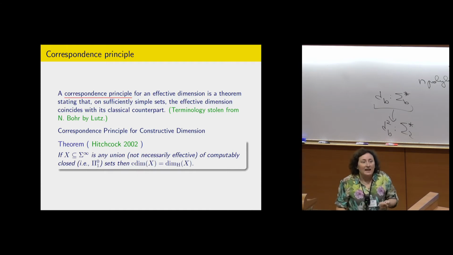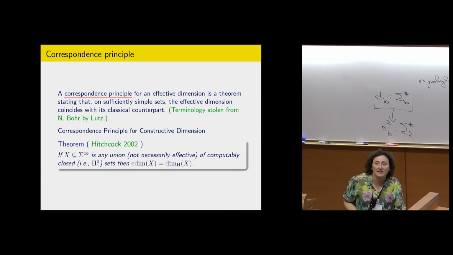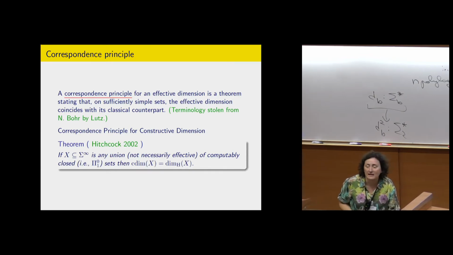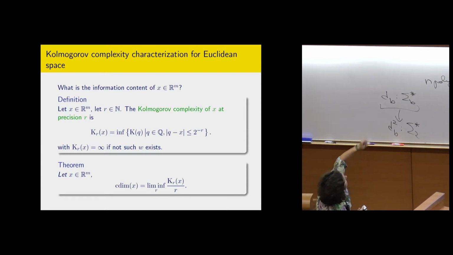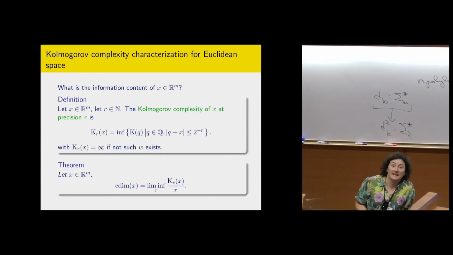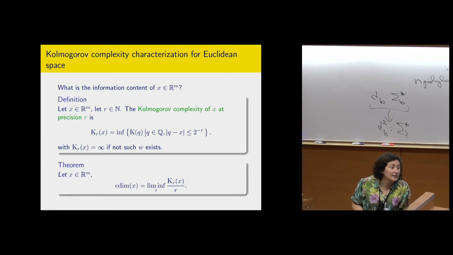So this was already a sign that this could be useful for fractal geometry. It really depends on how complex the sets you want to get the dimension for are. There are quite a few nice examples out there that are unions of Pi-1 or even less. So we are partially happy with this. And there is also a Kolmogorov complexity characterization for Euclidean space, because in fractal geometry they seem to be especially interested in R^n or R^m.